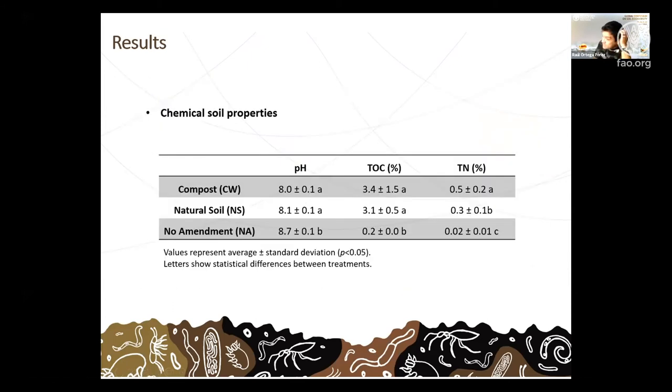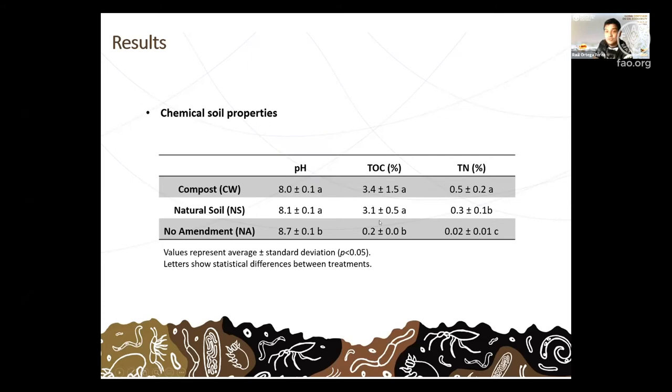About the chemical parameters, we can say that all pH of the soil were basic because of the carbonate contents of the pyrite material, the limestone quarry. But non-amended soils, control soils, show higher values and statistically were different to the soil with compost and natural soils, where the decrease in pH level can be explained by the higher and similar values of total organic matter, higher than 3%.